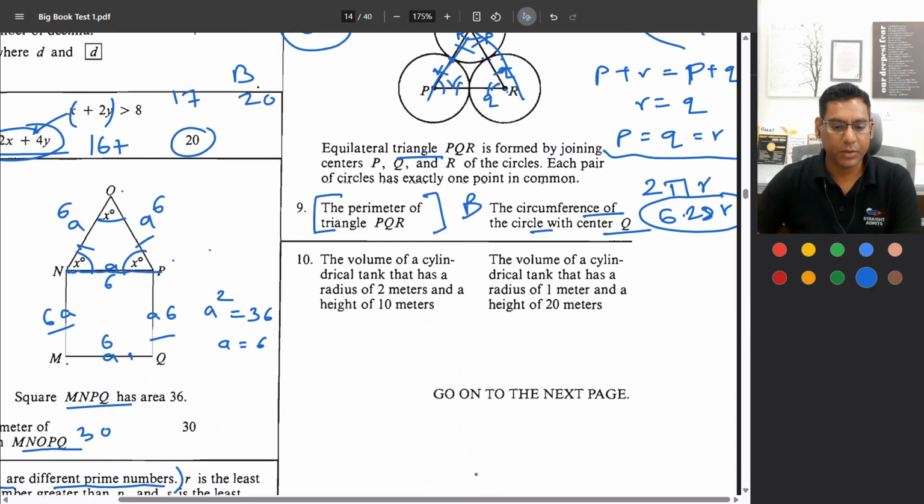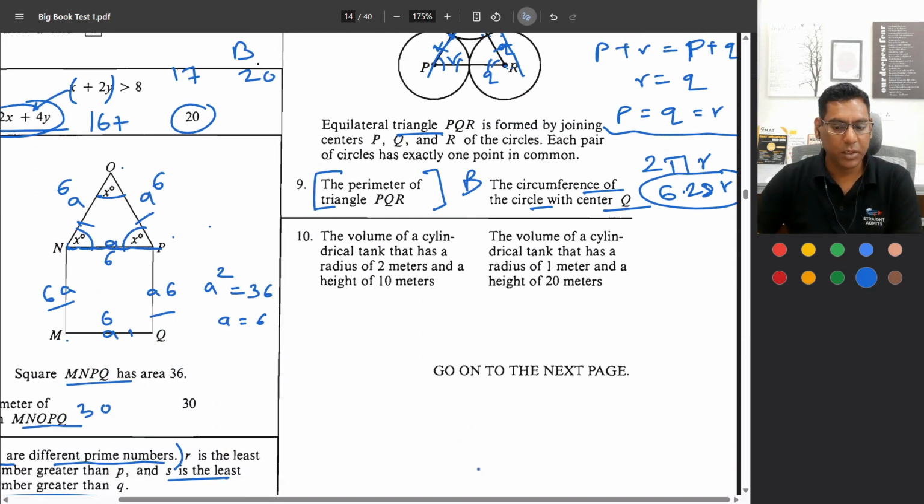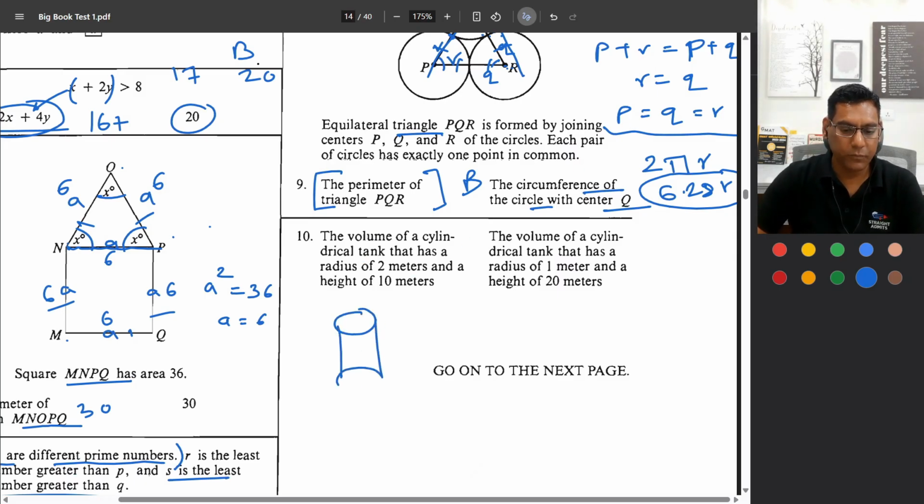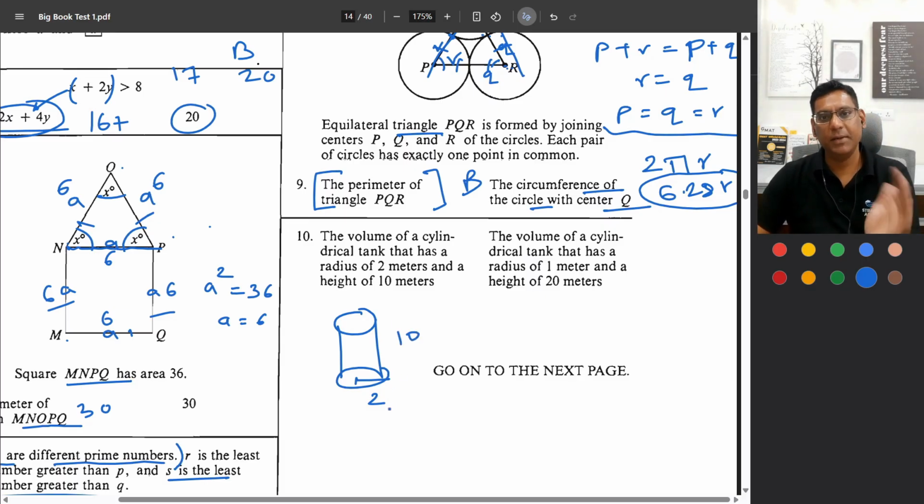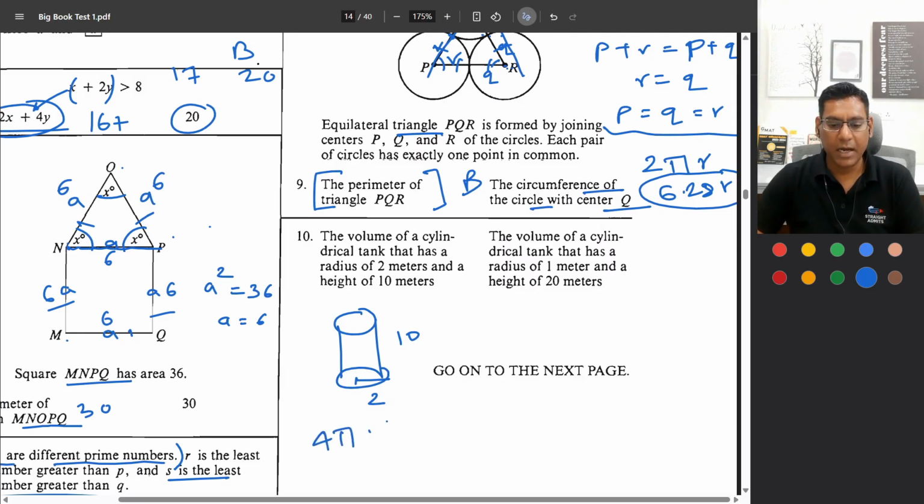Okay, let's look at question 10. The volume of a cylindrical tank. Okay, let me draw a cylindrical tank. The volume of this tank that has a radius of 2 meters, and a height of 10 meters. What's going to be that volume? Volume is going to be area of the base times height. So area of the base is pi r squared, that is 4 pi, correct? And times the height, that's going to be basically 40 pi.